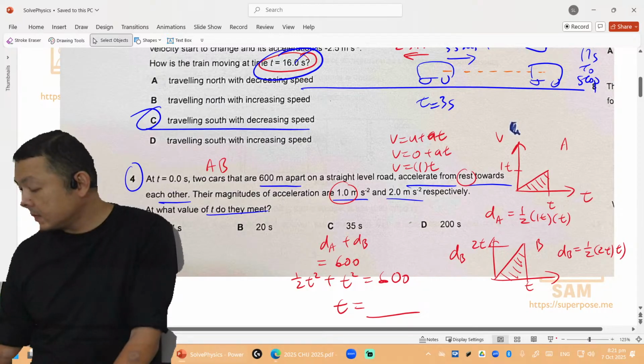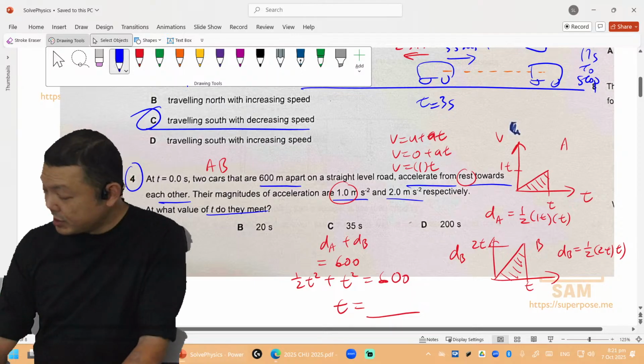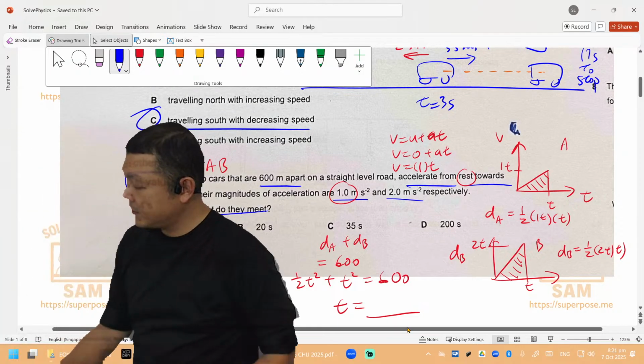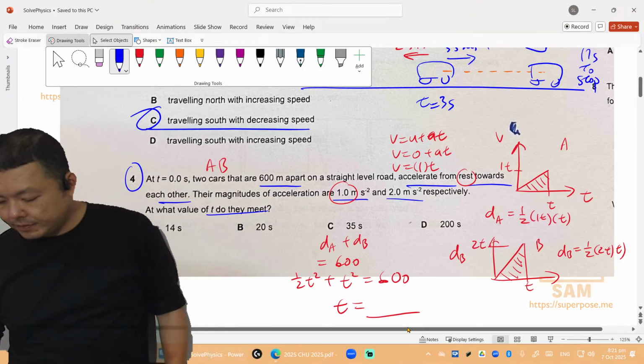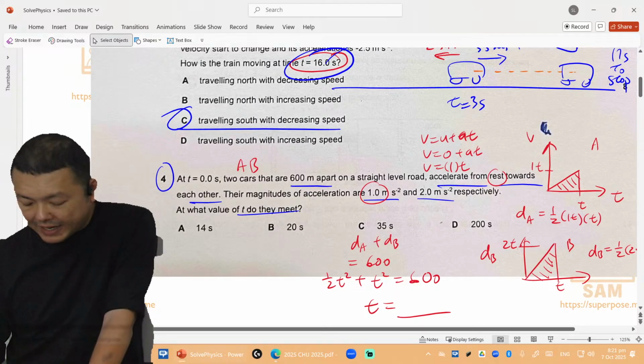Wait, is that a SUVAT equation? Yes, it is. Do you use it? Do they teach that to you? They taught it, but I don't really use it. If you just use a graphical method, you don't have to use it. But I can show it to you.